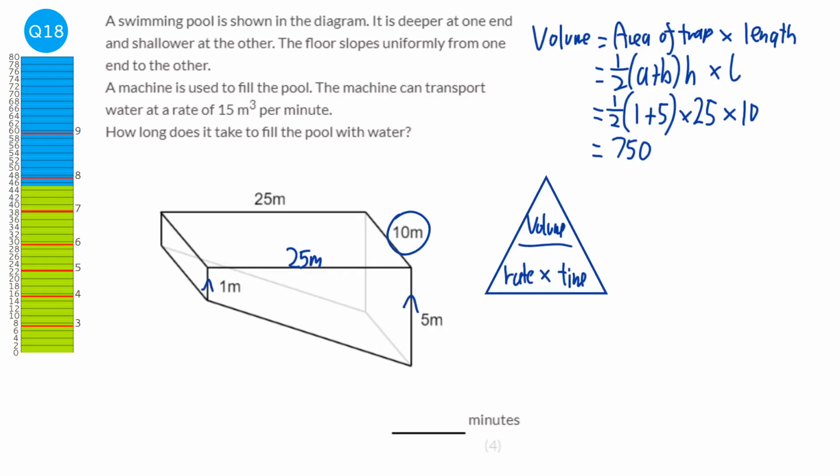Now, with this question, though, we're interested in the time it will take. It says how long will it take. So we're actually looking at the time. So it will be time equals the volume, which is 750, over the rate, which is 15. So 750 divided by 15 is 50. So it will take 50, and let's have a look. It says per minute. So it would be 50 minutes.